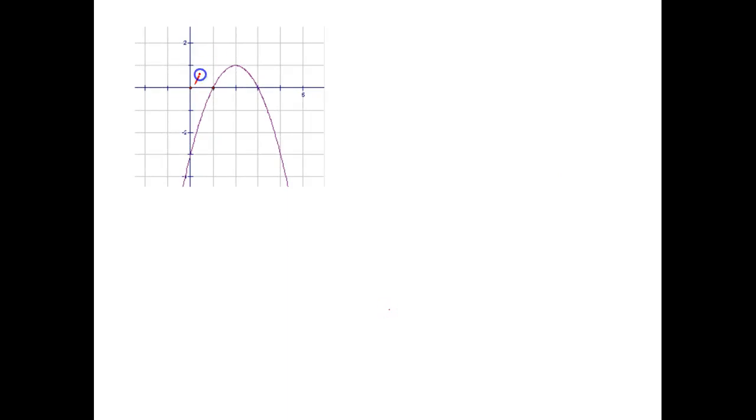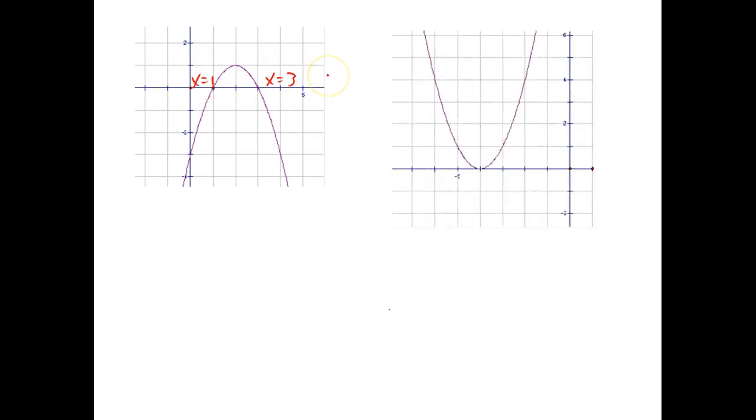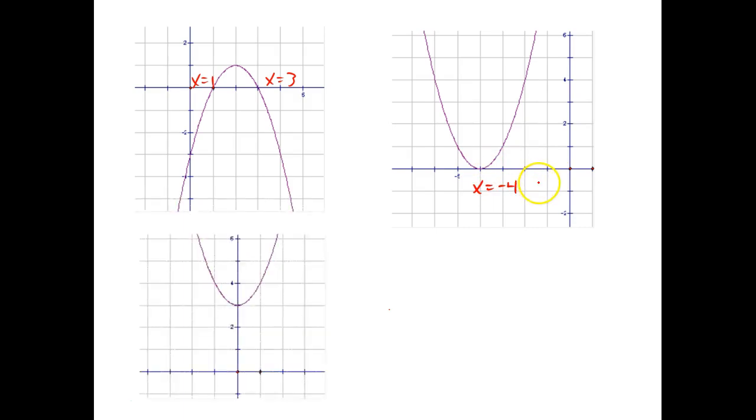Here we have x equals 1 and x equals 3. And this is a case where the vertex is on the x-axis, so there's only one solution at x equals -4. This case doesn't hit anywhere, so we would say this has no real solutions.